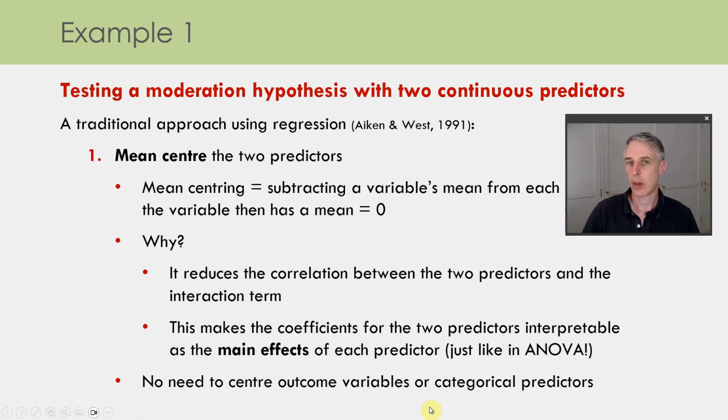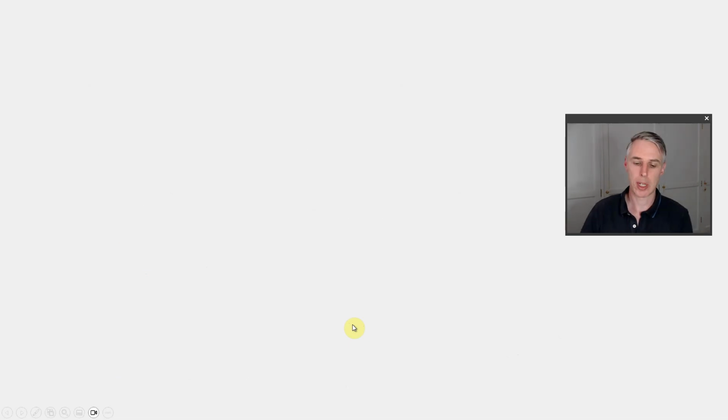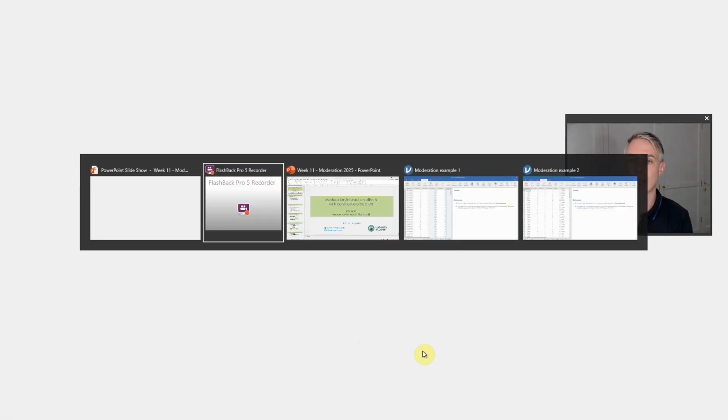This is only necessary for the predictor variables, I should emphasize. So there's no need to mean center outcome variables or indeed categorical predictors. So it's only a step that you really need when we have predictors that are continuous. So let's look at what I mean by mean centering in practice.